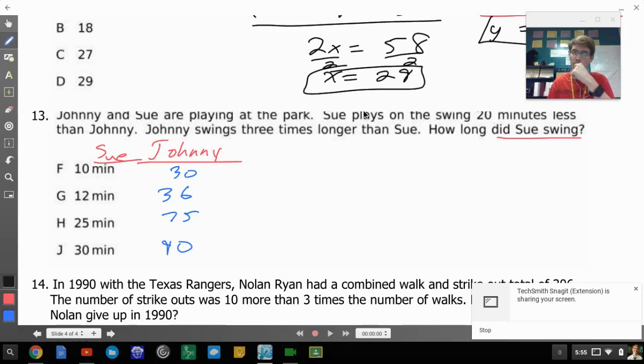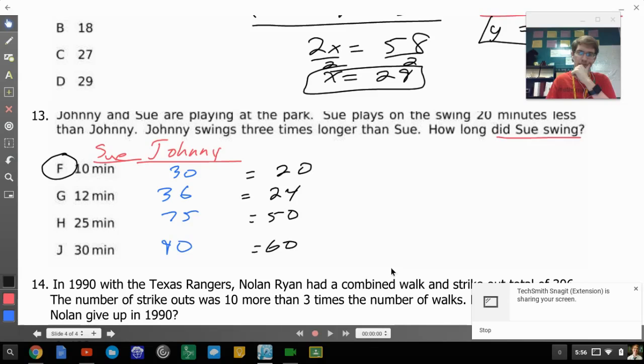Okay, so next we want to know if Sue plays 20 minutes less than Johnny. Well, is that 20 minutes less? Actually, yes. 30 minus 10 is 20. 36 minus that is 24. 50 minutes and 60 minutes. So it does end up being F, actually. Okay. Now let me just write down the system of equations you would use for this. Probably say Sue is 20 less than Johnny, and Johnny swings 3 times longer than Sue. That'd probably be the equation you'd use. Times Sue. That's probably the system of equations you'd use to try to figure that out.